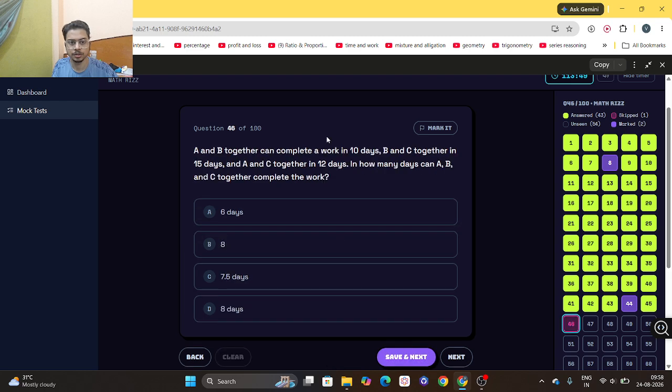Next. A and B together can complete a work in 10 days. A plus B can do it in 10 days. B and C together can do it in 15 days. B plus C can do it in 15 days. A and C can do it in 12 days. A plus C can do it in 12 days. In how many days can A, B, and C together complete the work? Total work, 60 units.